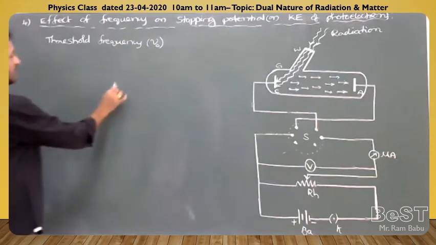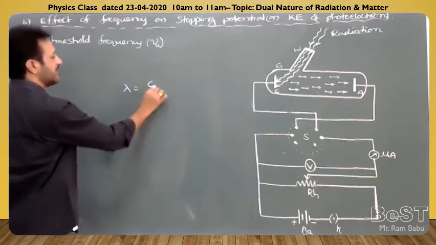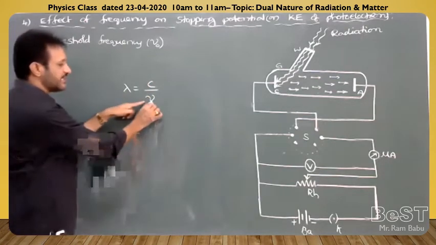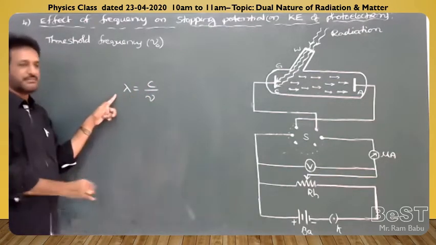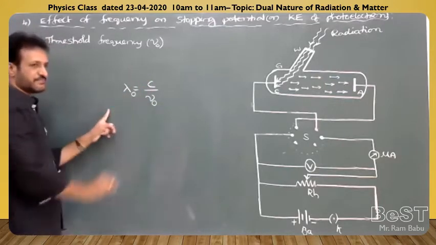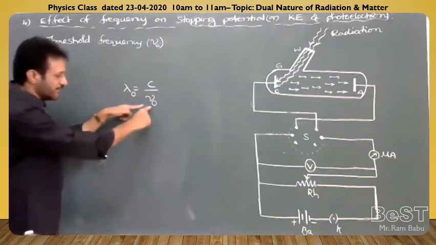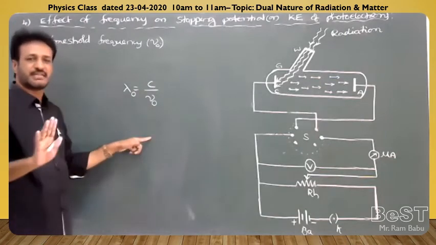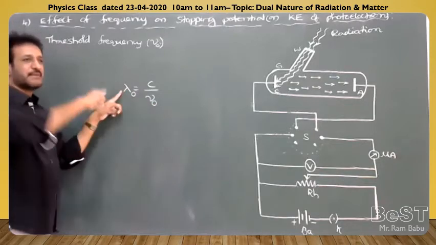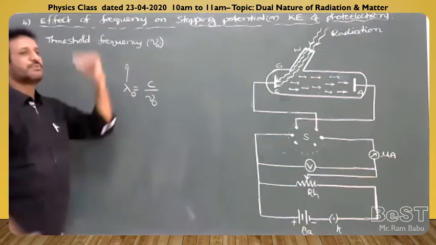We have one formula: nu is equal to c by lambda, or lambda is equal to c by nu, where c is the speed of light or speed of the photon, nu is the frequency, and lambda is the wavelength. Whenever the frequency is, for example, nu naught, the wavelength we can write as lambda naught. How are lambda and nu related? Inversely proportional. We are saying there is a minimum frequency below which no electrons are emitted, called the threshold frequency. But whenever the frequency is a minimum, what about the wavelength value? Maximum, since they are inversely proportional.